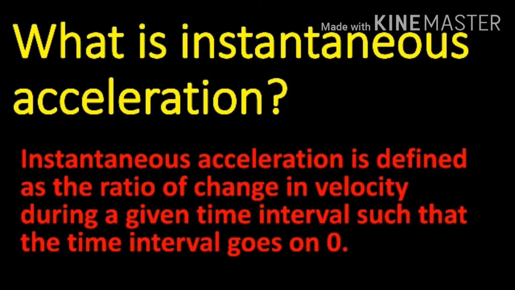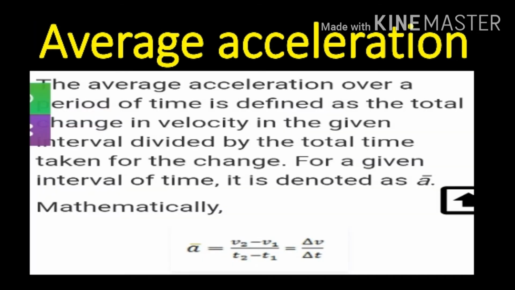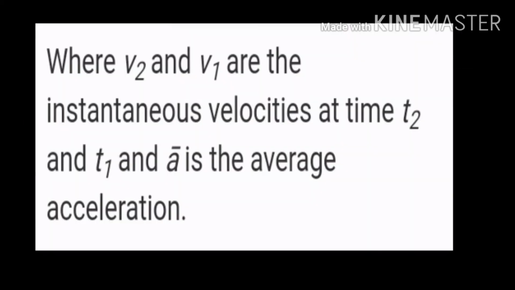Now we will talk about what is average acceleration. The average acceleration over a period of time is defined as the total change in velocity in a given interval divided by the total time taken for the change. For a given interval of time, it is denoted as a bar. Mathematically, a bar equals v2 minus v1 upon t2 minus t1, which is delta v upon delta t, where v2 and v1 are the instantaneous velocities at times t2 and t1, and a bar is the average acceleration. So this is the definition of average acceleration.